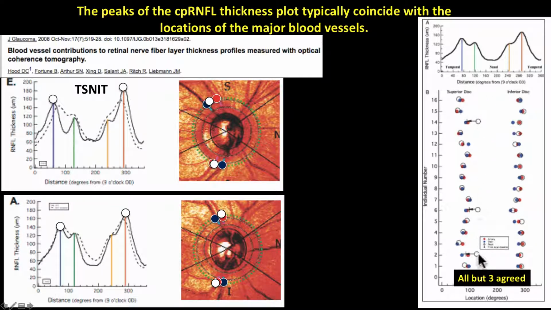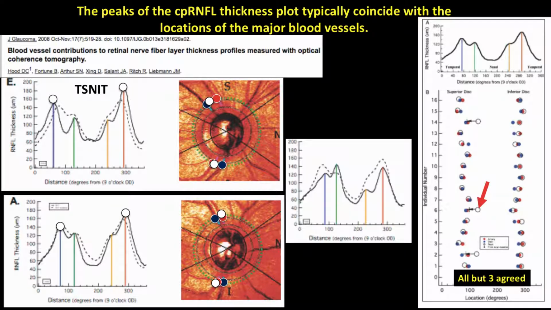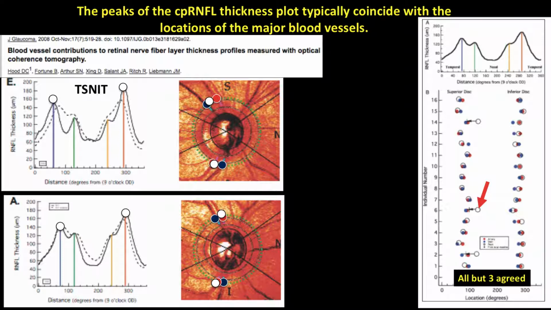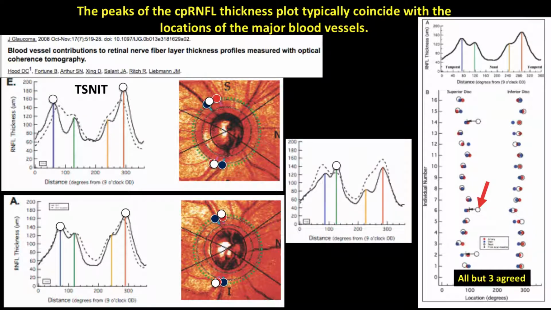These 3 here, the circle, meaning the peak didn't quite coincide, but actually if you looked at all 3, they had the following pattern. Let's take this one here. That's the peak we labeled. That's where the vessels are, where this cross is. Right. So you can see it's close, right there.